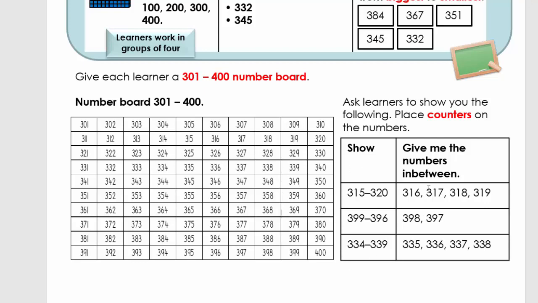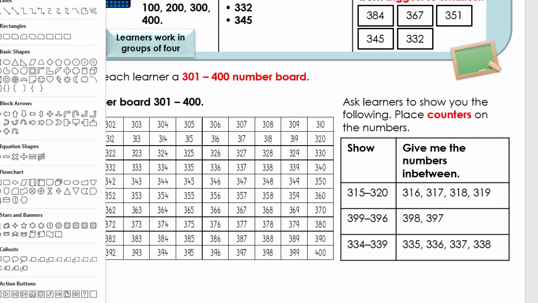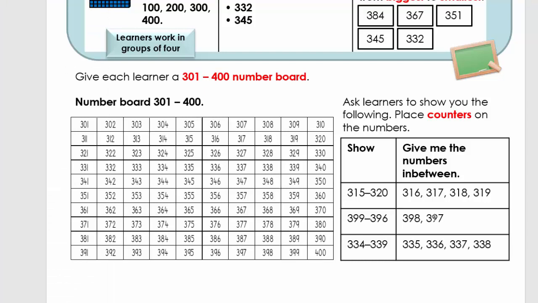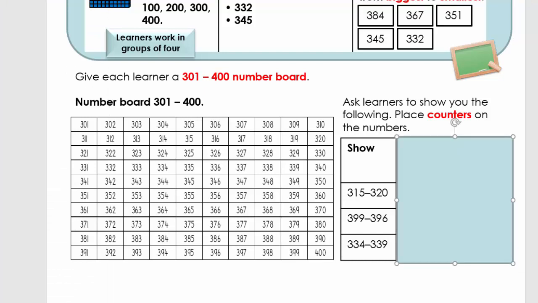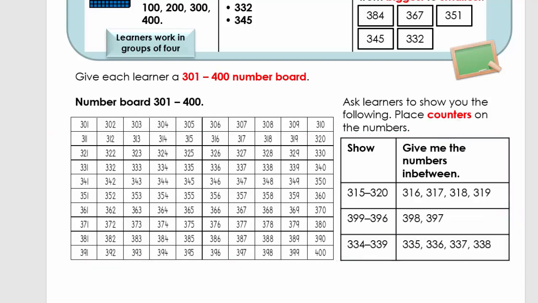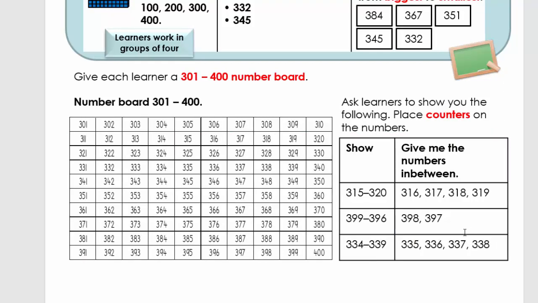I want you at this stage to pause. What I'm going to do is close up the answers and then ask your child to show the numbers and then show or tell what the numbers are between these. Pause and quickly do the activity. Well done. Let's quickly reveal the answers and see if you got the same.